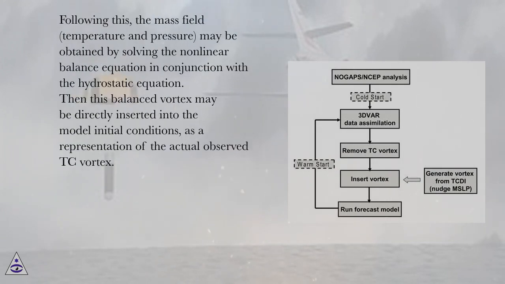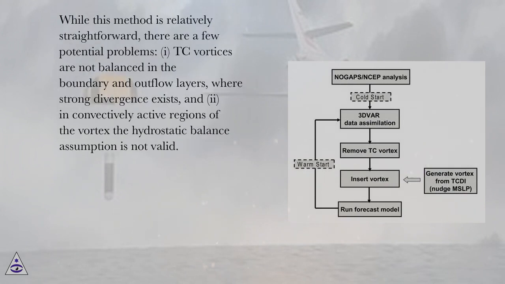along with a vertical decay assumption, one can obtain an axisymmetric tangential wind field in the radius height plane. Following this, the mass field, temperature and pressure, may be obtained by solving the nonlinear balance equation in conjunction with the hydrostatic equation. Then this balanced vortex may be directly inserted into the model initial conditions, as a representation of the actual observed TC vortex.